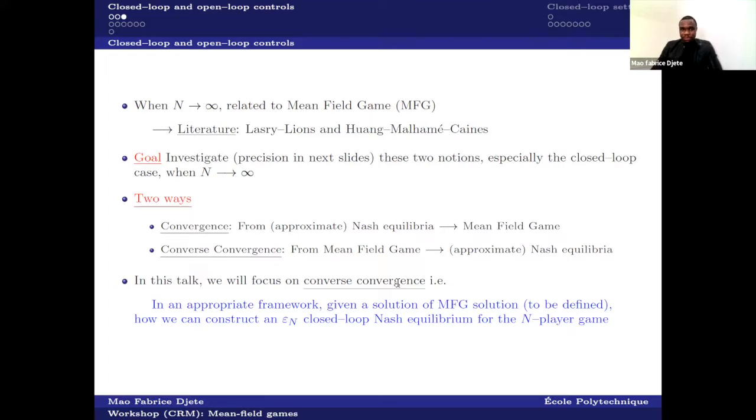But here, I don't have time to deal with all of this. So I will essentially focus on the convergence result, that is to say, in an appropriate framework that I'm going to define in the next slide, given a solution of the infinite game. We are going to give some precision about what we mean by solution of the infinite game, and from this one, we are going to construct an approximate closed loop Nash equilibrium for the N player game. That's what we are going to do in this talk.